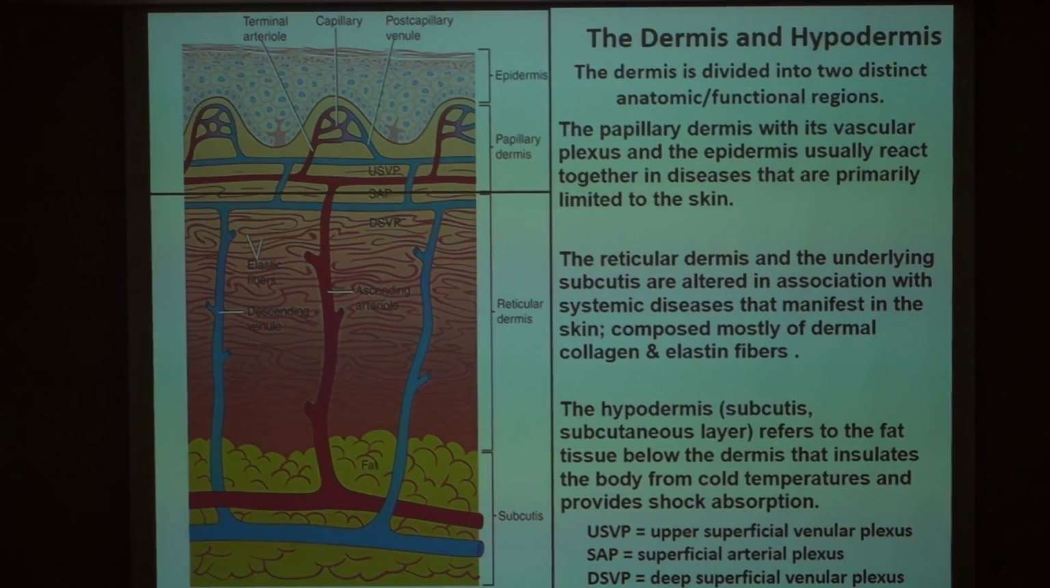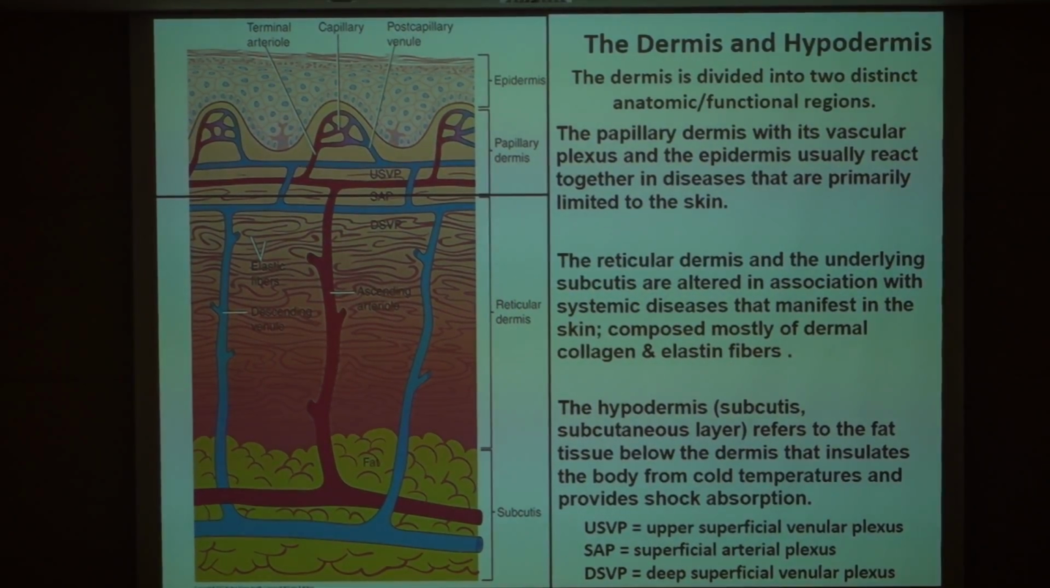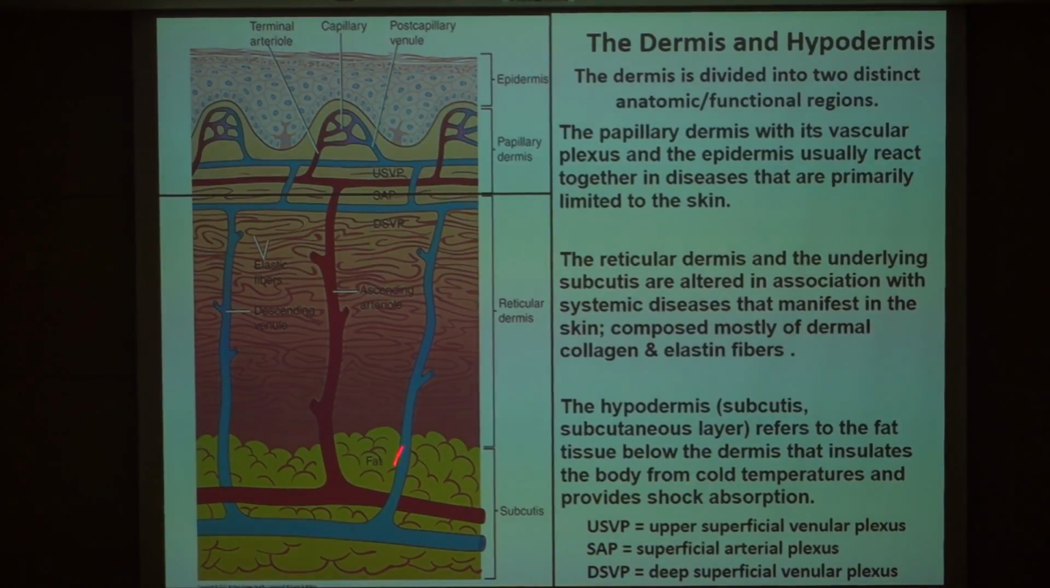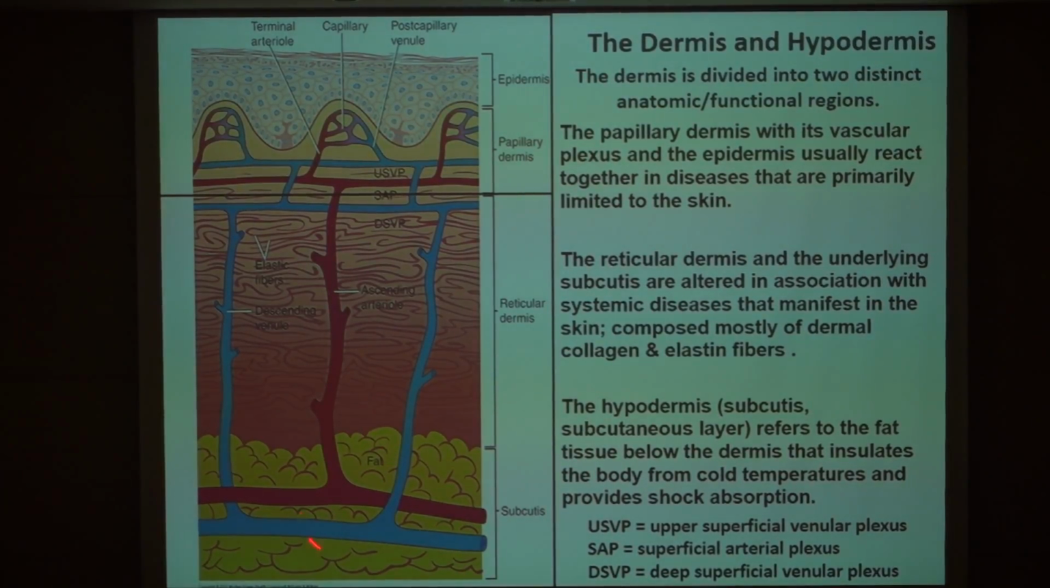rheumatoid arthritis, nodules form. If you look at your notes, you'll see that they actually form in the subcutaneous or the cutis. And then note that the papillary nervus with its vascular plexus and the epidermis usually react together to diseases that are primarily limited to the skin. The best example of this is psoriasis, where you basically have the changes in the epidermis that you're about to discuss. And remember, we're talking about scortic villi, but you don't have any changes below that.